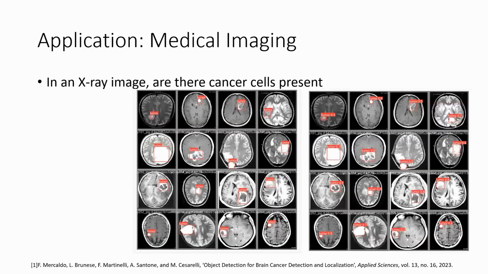Medical imaging. So here's a pretty cool application, right? It's cancer detection, right? So if I take an x-ray picture of somebody's lung or their brain, right? Can I use some machine learning algorithm to cluster, right? Tell me if this cluster of things is probably a tumor, right?